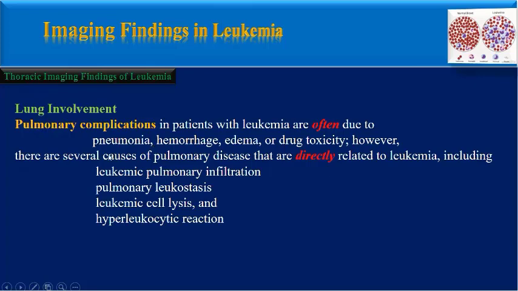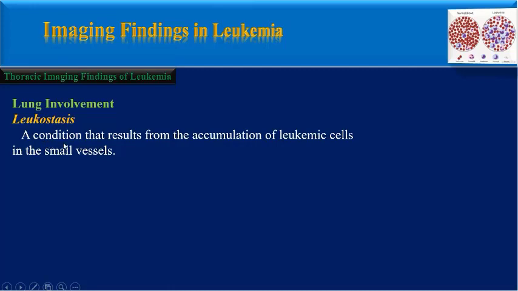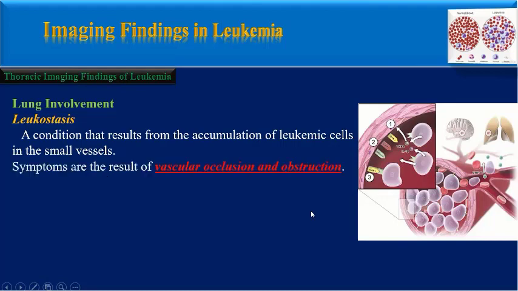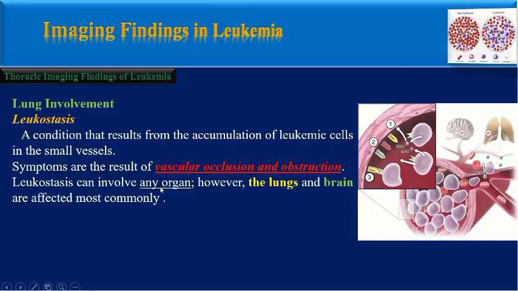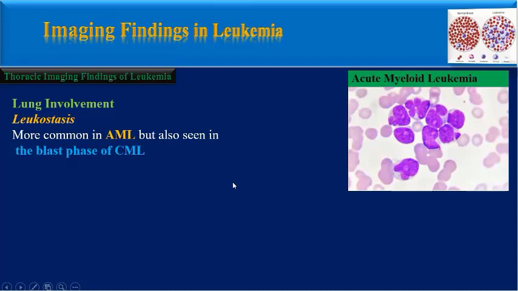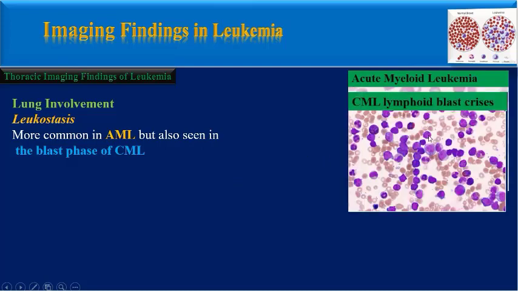Another type of lung involvement is pulmonary leukostasis. Leukostasis is a condition that results from accumulation of leukemic cells in the small vessels. Symptoms are the result of vascular occlusion and obstruction. Leukostasis can involve any organ, however, the lungs and the brain are affected most commonly. It is more common in AML, but also seen in the blast phase of CML.